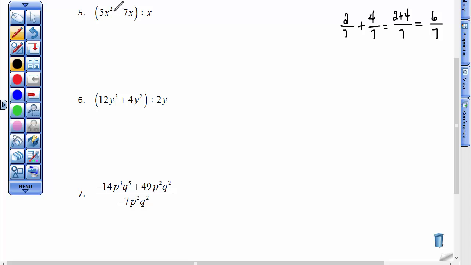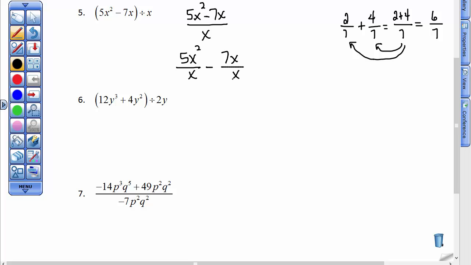I'm going to treat these problems right here as the same kind of thing. It's 5x squared minus 7x divided by x. So I'm going to write it out in a vertical format. See right here the 2 plus 4 over the 7. I'm going to take you back here and put the 2 and the 4 in their own fractions over that common denominator. So this 5x squared, I'm going to put it over its own denominator of x. And the 7x, I'm going to put it over its own denominator of x.